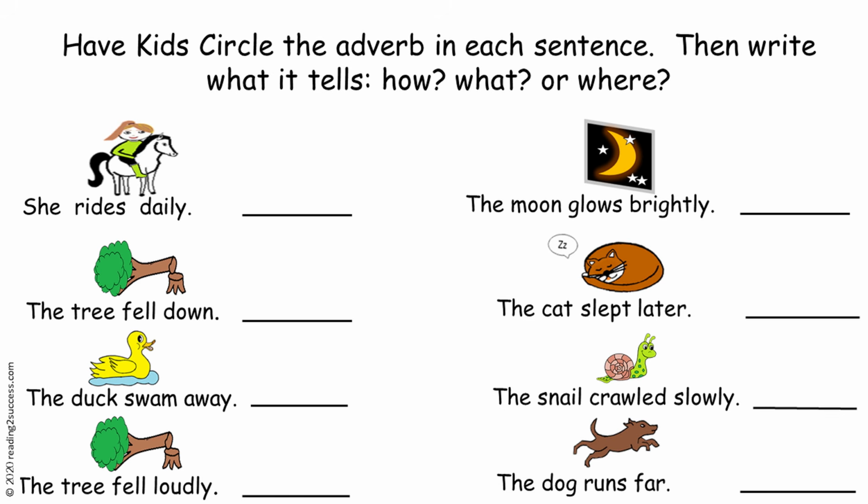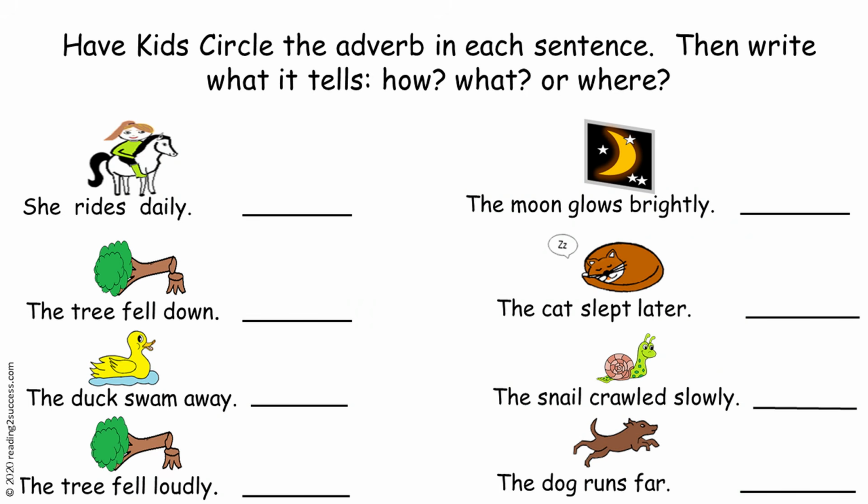Now we've come to our last activity. Have kids circle the adverb in each sentence. Then write what it tells, how, what, or where. The first sentence is, she rides daily. Daily is the adverb, so kids would circle the word daily and then write when, because it tells when. The tree fell down. Down is the adverb, and it tells us where. The duck swam away. Away is the adverb, and it tells us where.